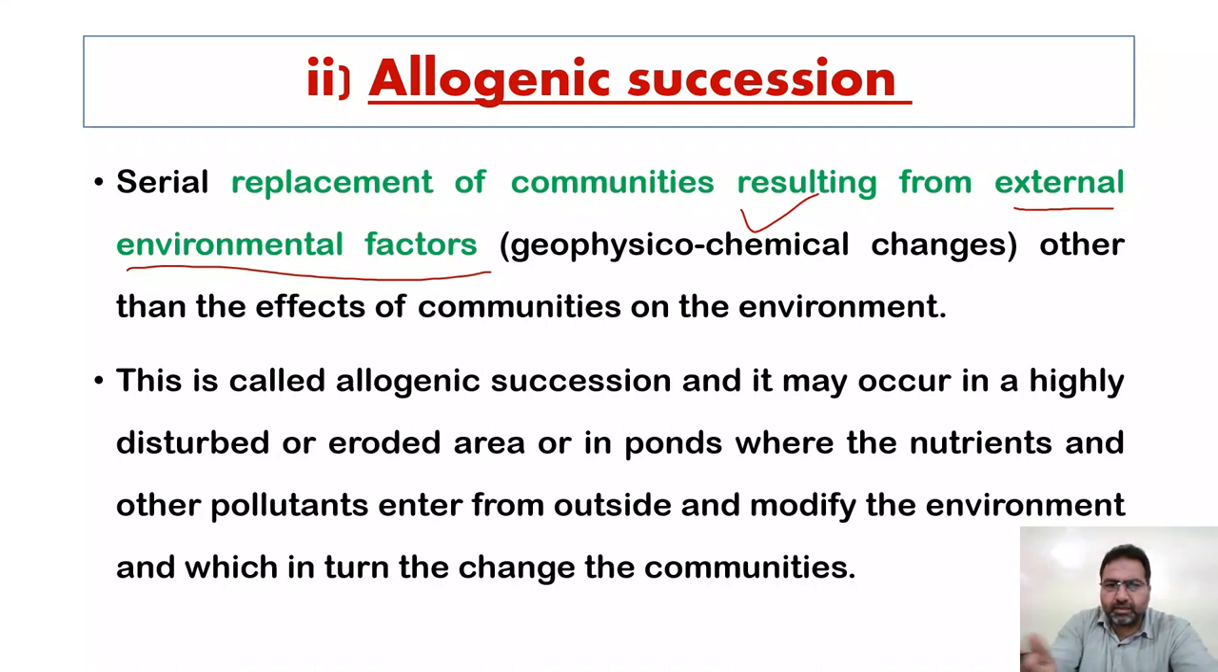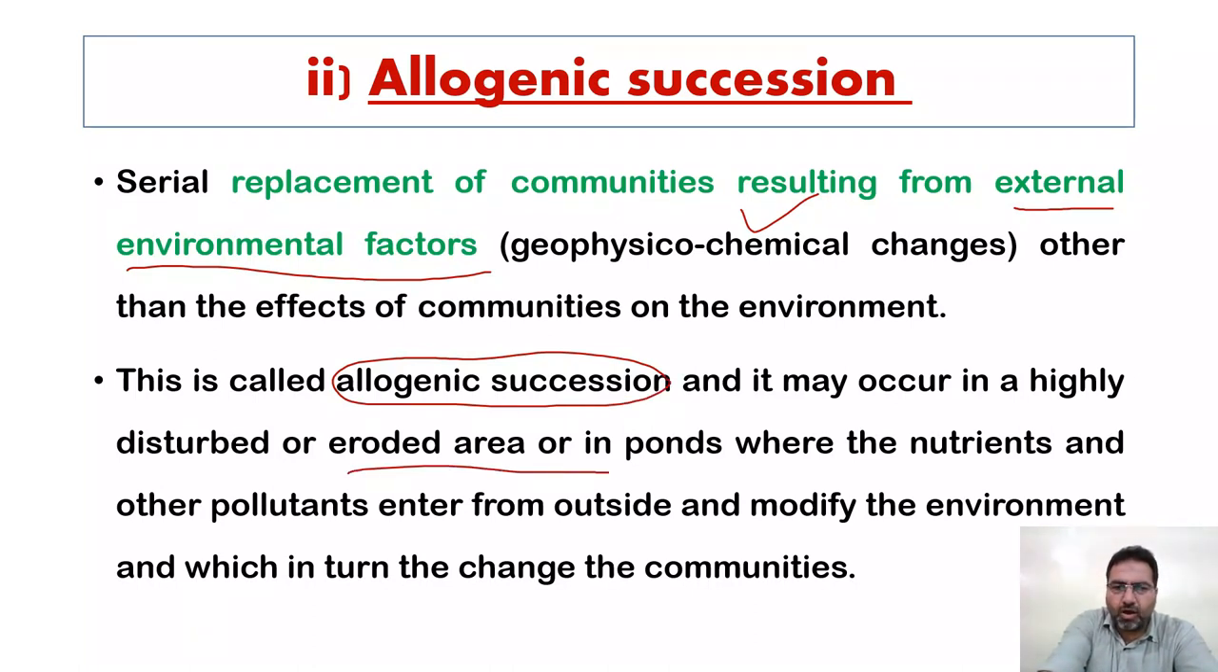The environmental factors other than the effects of the communities on the environment can be geophysical or geophysico-chemical changes. So this is called the allogenic succession, and it may occur in highly disturbed or eroded areas, or in ponds where nutrients and pollutants enter from outside and modify the environment, which in turn changes the communities. So the external factors are responsible here. For example, in a pond, nutrients coming from other sources or from outside modify the environment of the pond, thereby replacing the present communities with other communities. Such a kind of succession is called the allogenic succession.